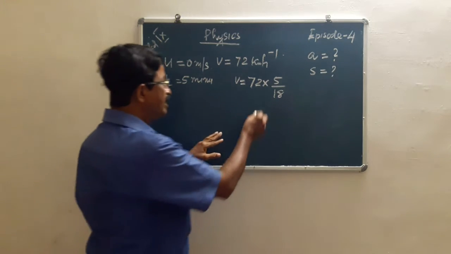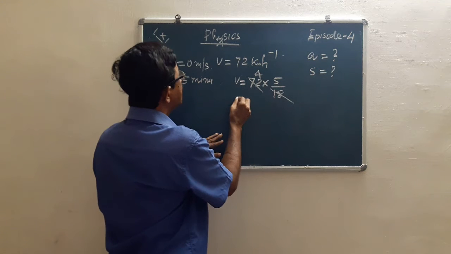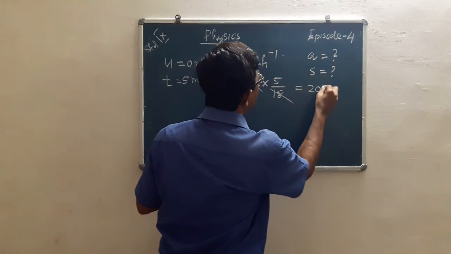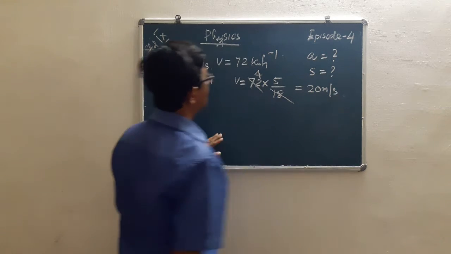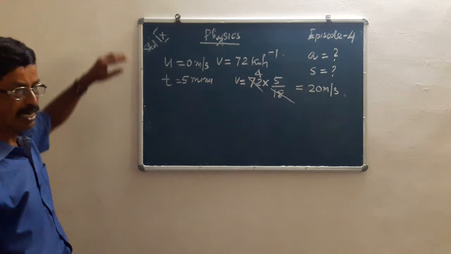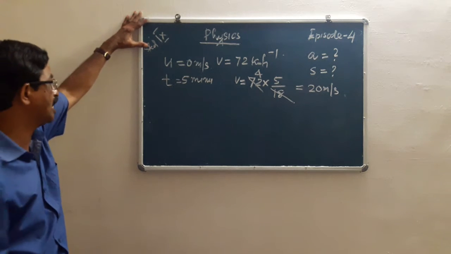We know in 72, 18 is 4 times. So V is equal to how much? 4 into 5, 20 meter per second. V is equal to 20 meter per second. Now what do we want to find out? At first we want to find out acceleration.